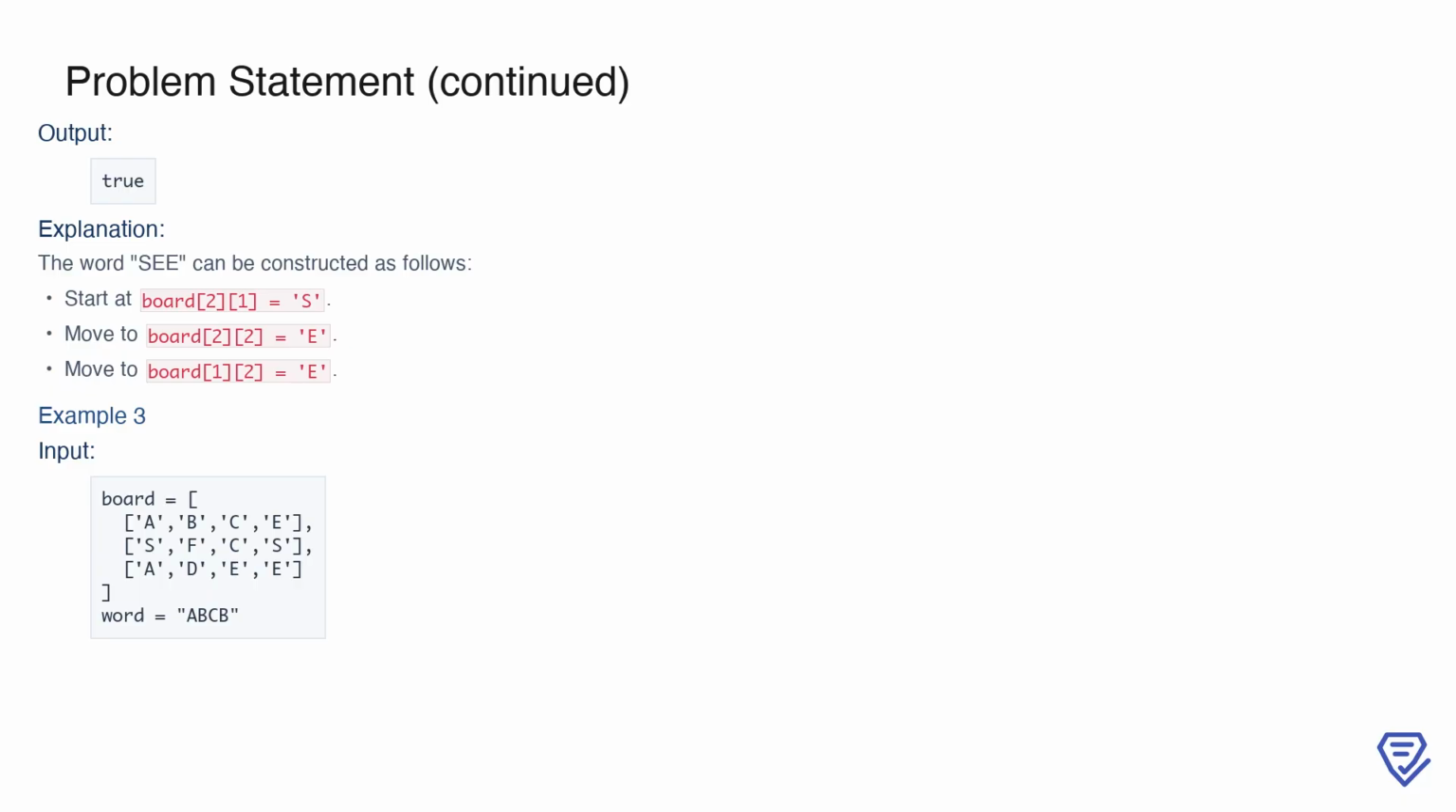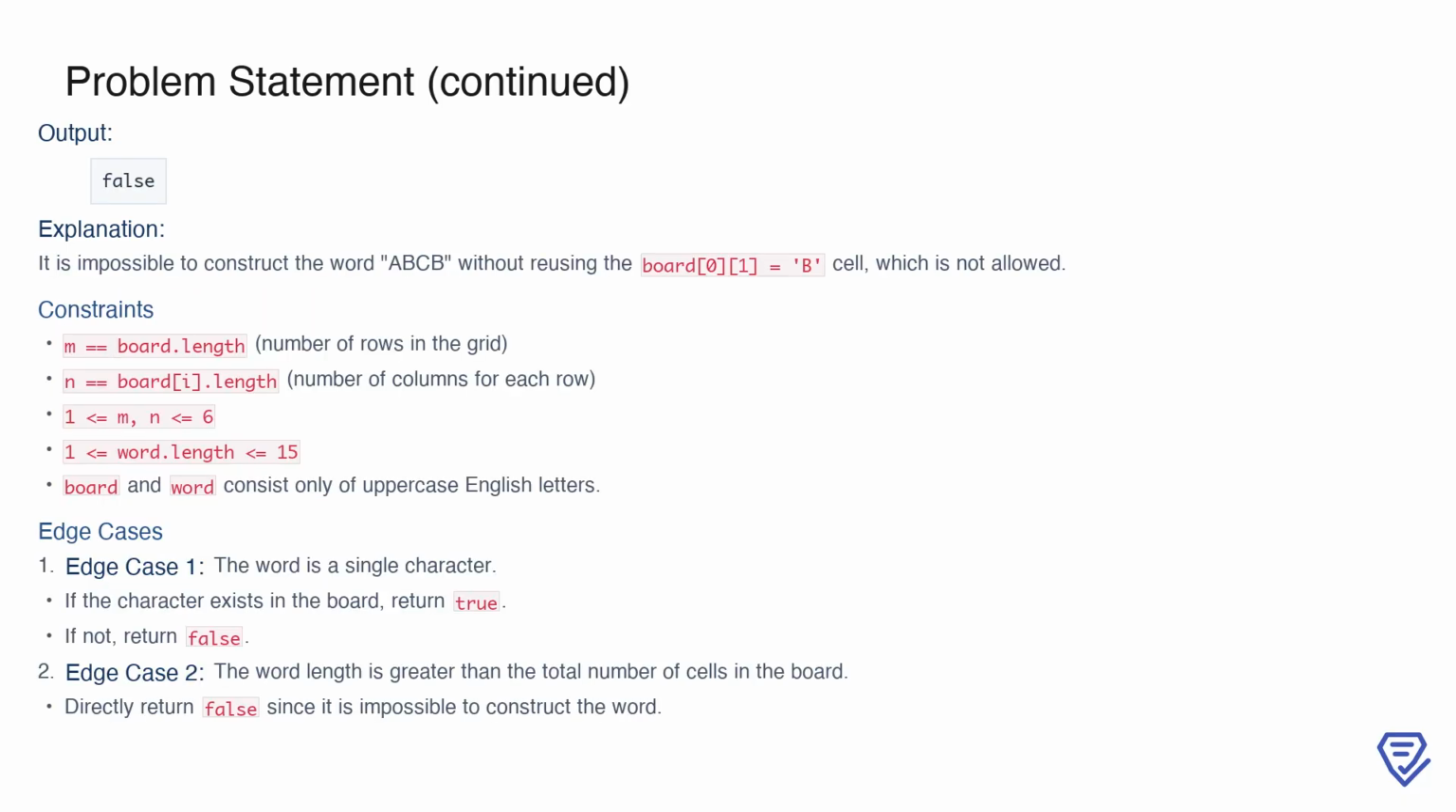Let's look at another example to understand when forming the word becomes impossible. In the third example, the word to find is ABCB. Here, the output is false. The problem arises because, while we can construct the sequence ABC using cells board[0][0], board[0][1], and board[0][2], we cannot add another B without reusing the cell at board[0][1]. Since cell reuse is not allowed, it's impossible to form the word under the given rules. This illustrates how the constraints of the problem can prevent certain words from being constructed.